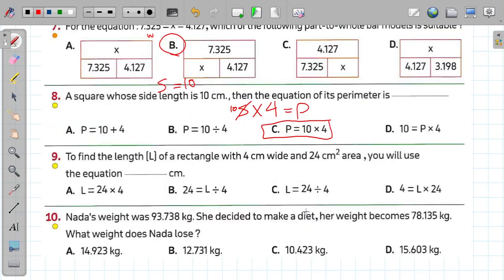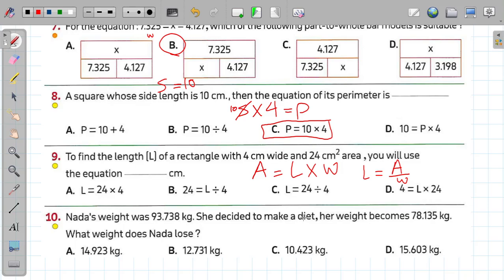Next, to find the length of a rectangle with 4 centimeter width and 24 square centimeter area, we will use the equation what? The length is L, and the width is 4, and the area is 24. So I will use the formula of the area of the rectangle, that A, or the area, equals length times width. So to find the length or the width, I will divide the area over the other side. So I want to find the length, so I would divide the area over the width. So it will be length equals area over width.